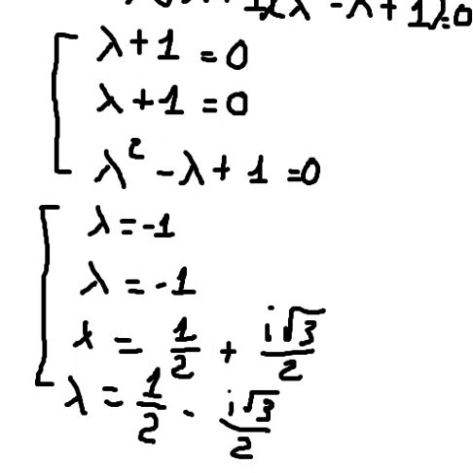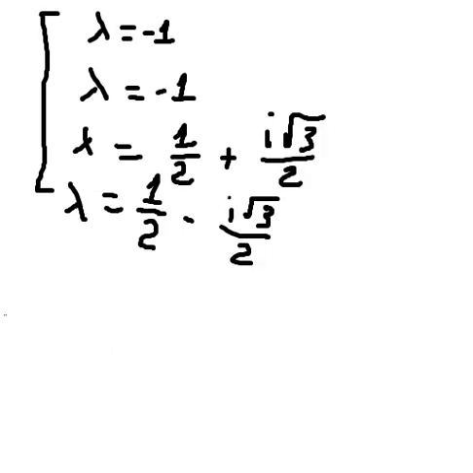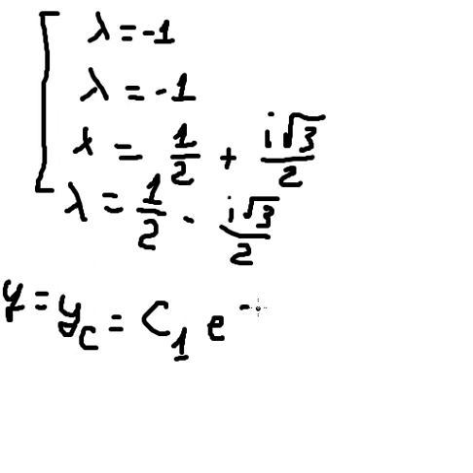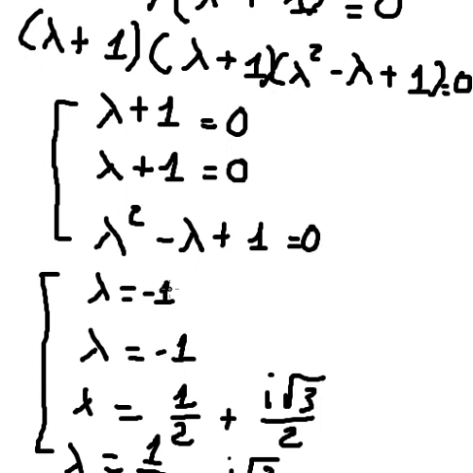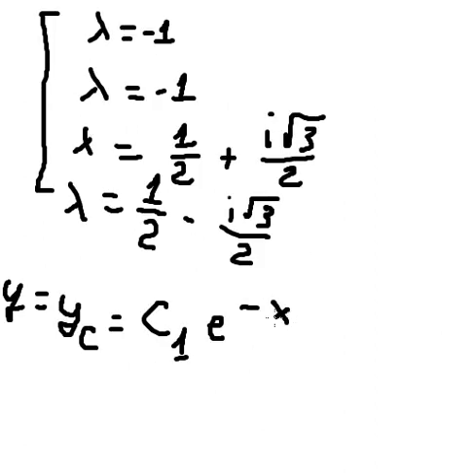So after we have this one, we have y equals yc. And we have C number 1, that is the constant number 1 e to the power of negative number 1s. So we need to change lambda into negative number 1. C number 2, because negative number 1 they repeat again, so we need to put s e to the power of negative s.